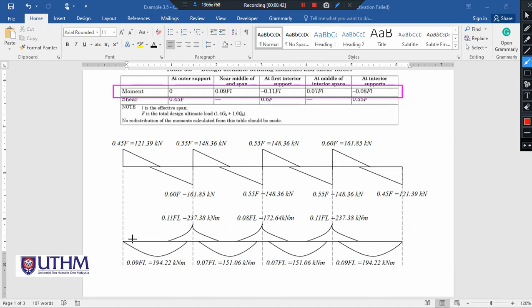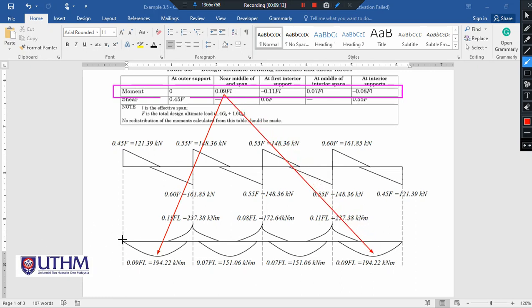At outer support is equal to 0 for pin and roller support. So moment at the outer support is 0. Then moment at near middle of span. Moment at near middle of span, which is 0.09 FL, is at this point, both sides.